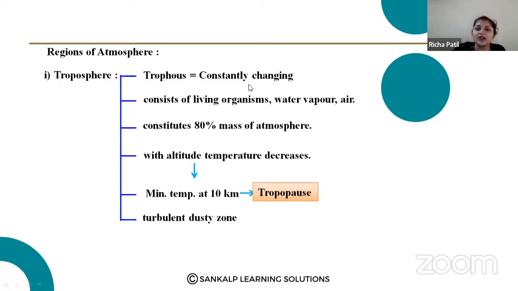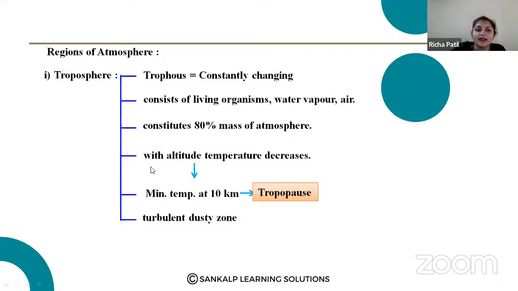Troposphere is nothing but constantly changing. This troposphere consists of living organisms, water vapor, and air. It constitutes 80% of the mass of the atmosphere, so most of the mass of the atmosphere is found in this particular troposphere.